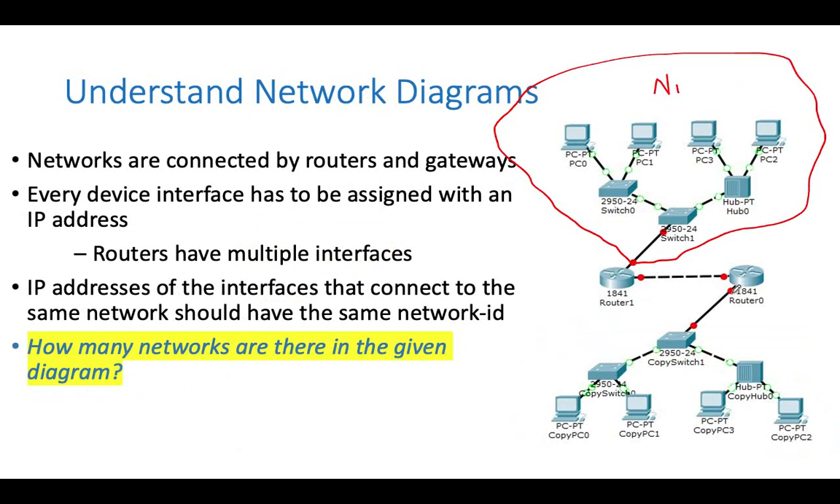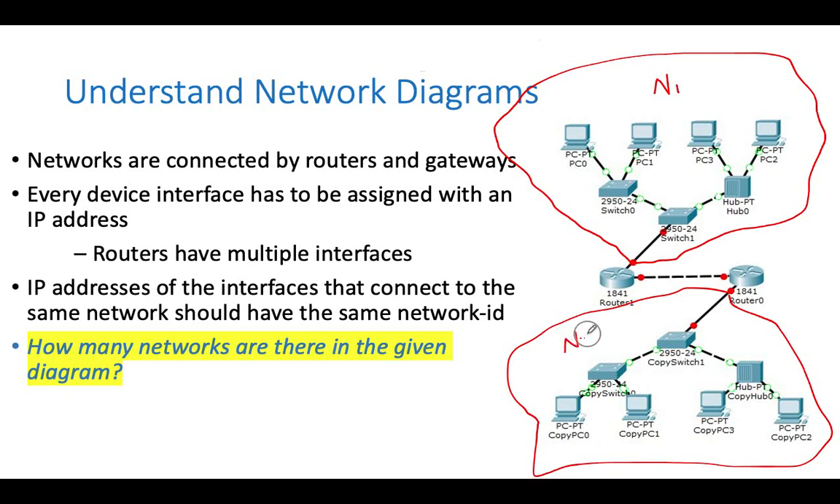The whole thing over here, like that, is network 2. So this is a network, and this is another network. How do I know that I have a network? Any link between two routers represents a network. So that one represents another network, which is network number 3.